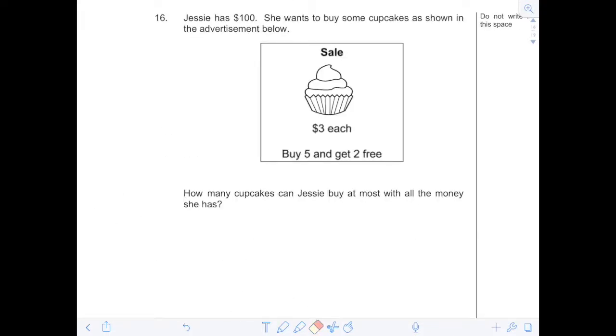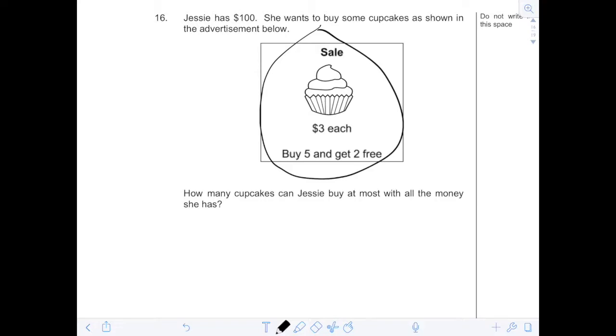Alright, question 16. Jessie had $100. She wants to buy some cupcakes as shown in the advertisement below. How many cupcakes can Jessie buy at most with all the money? Alright, so here it says that each cupcake is sold at $3. However, if you buy 5, they'll give you free gift 2. So this entire thing is actually what I'll call a sets question. Sets are S-E-T-S. So in one set here, it's like you buy in a special gift box, bundle box.